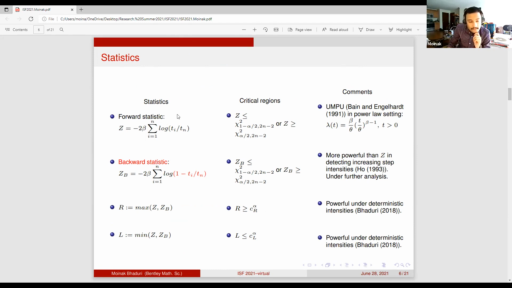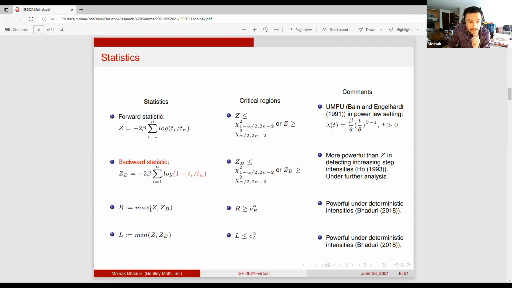Another option that you can use is when you keep the same log structure, but you simply switch the ratios about 1, okay? So Z and ZB are exact opposites of each other. And because of the way log functions work, it isn't hard to show that a deteriorating sequence will inflate the value for ZB and will deflate the value for Z, okay?